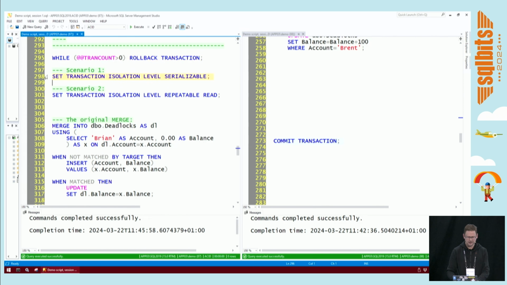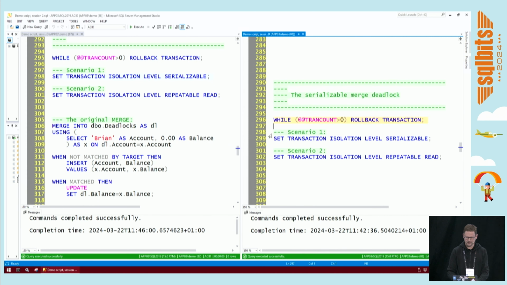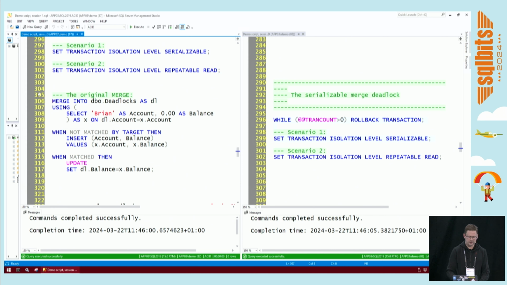Let's go to serializable. And serializable. Here's what the original merge statement looked like. So merge into deadlocks using a list of hard-coded values. When not matched, insert. When matched, update. Simple enough, right? The average performance of this was like a fraction of a millisecond because we had a lot of data coming in, absolutely streaming in data.